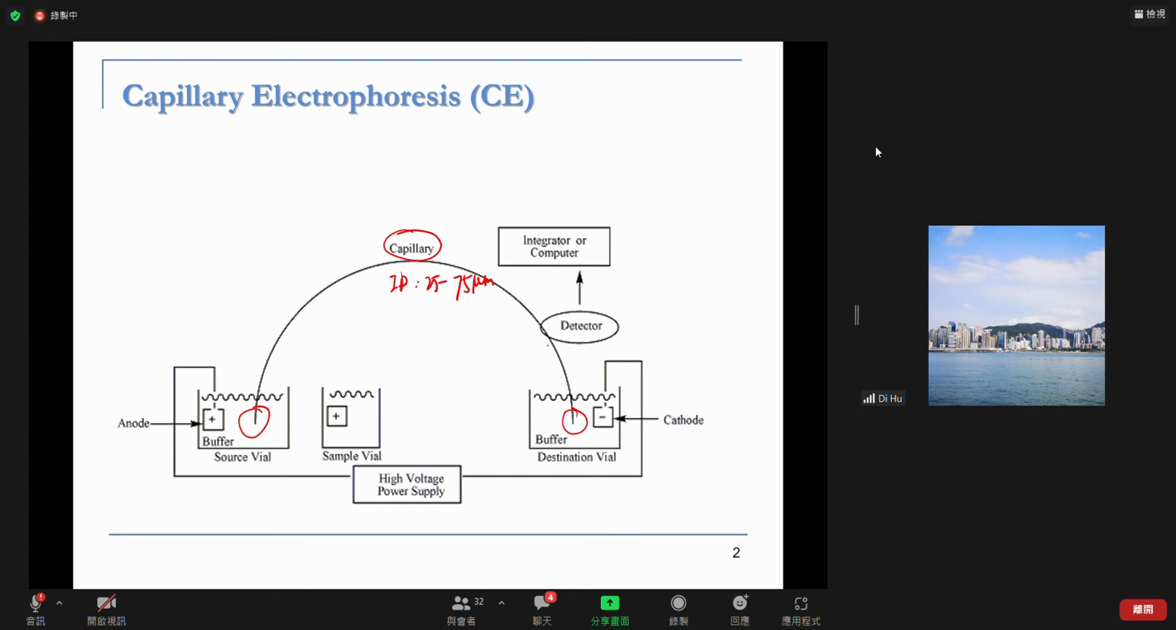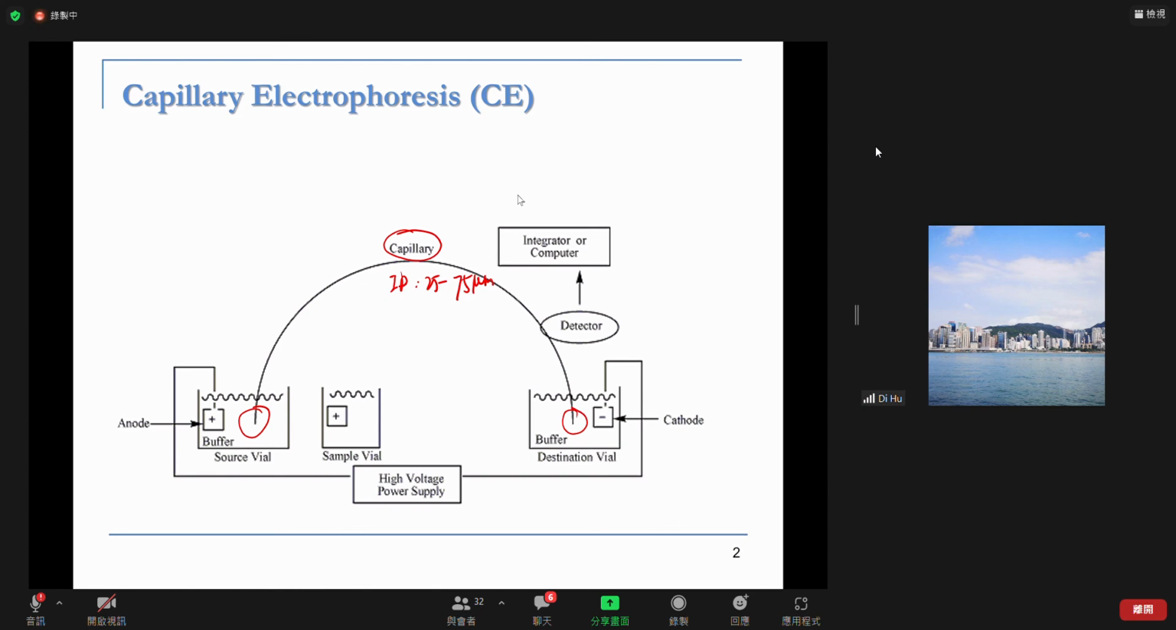You may ask how they can migrate, how they can separate. Do you see a pump here? Can you see a pump? Yes or no? Anyone? This is a very straightforward one. No pump. Thank you for the answer. If there's no pump, what is the driving force to drive the ions through the capillary column? Anyone can tell me? Electricity. Very good. Thank you.